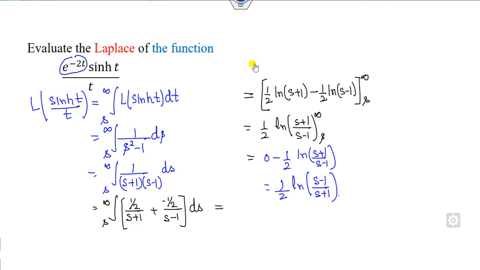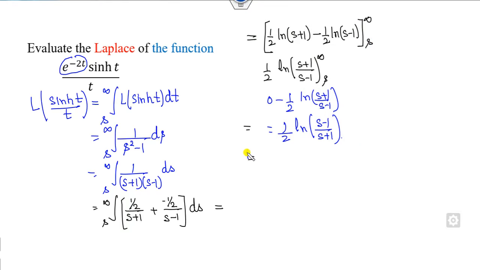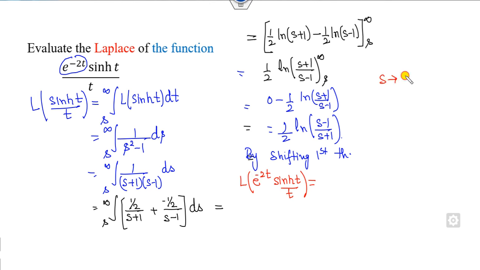So therefore, by using the shifting first theorem, what is the answer of this? Laplace of e raised to power minus 2t sine hyperbolic t over t. So I have to replace s by s plus 2. So half ln of (s plus 2 minus 1)/(s plus 2 plus 1), that is (s plus 1)/(s plus 3), is the right answer of this problem. This is the first method.